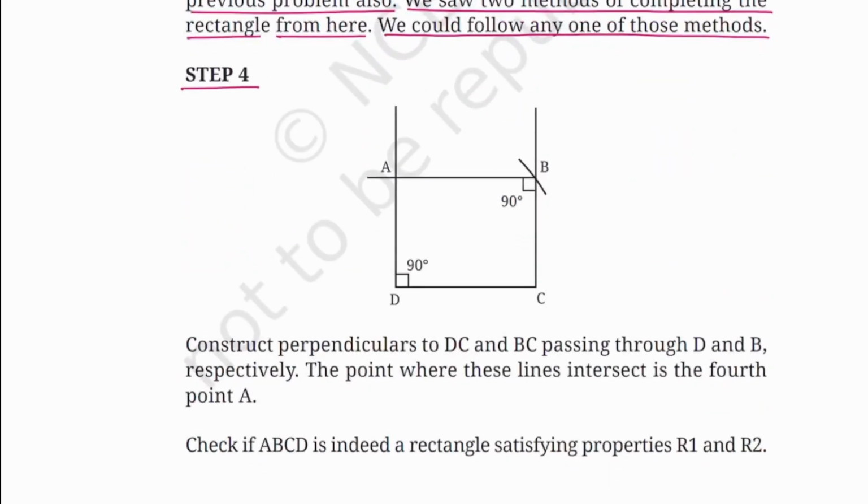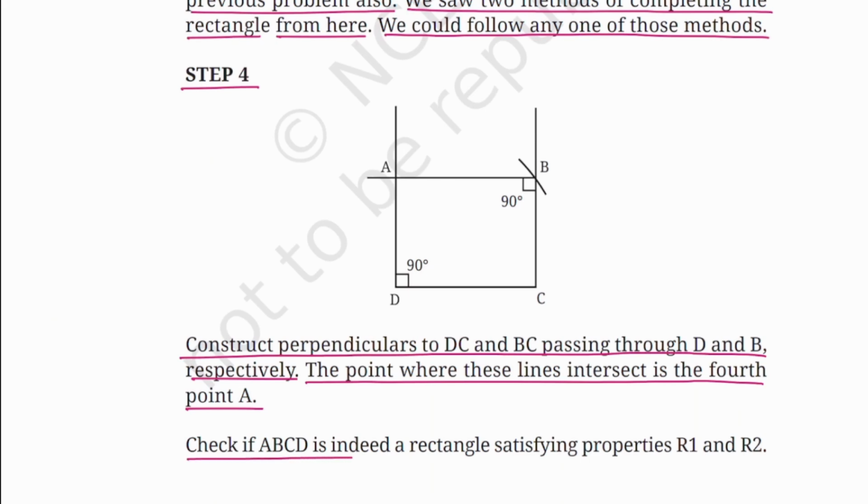Step 4. Construct perpendiculars to DC and BC passing through D and B respectively. The point where these lines intersect is the fourth point A. Check if ABCD is indeed a rectangle satisfying properties R1 and R2.